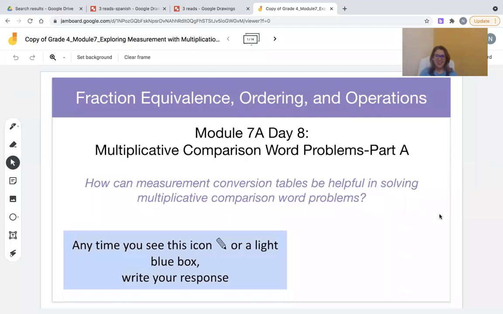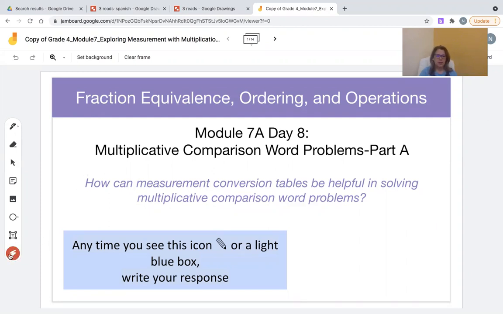Hello, students and scholars. My name is Ms. Pagan, and I am a remote teacher. I'm also a virtual content specialist. I am going to share with you a Google Jamboard. We will complete the first section of this lesson together.